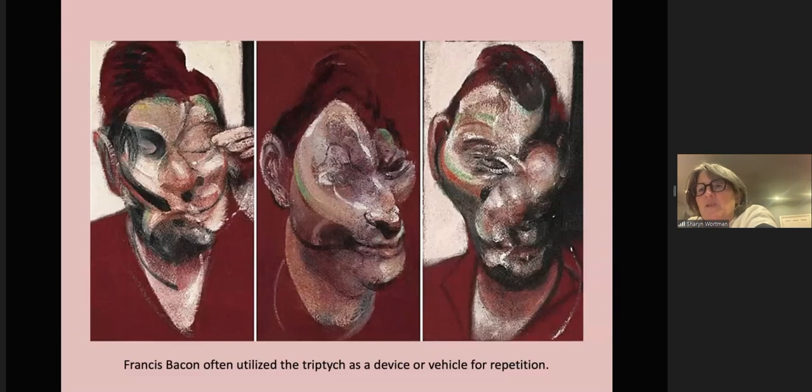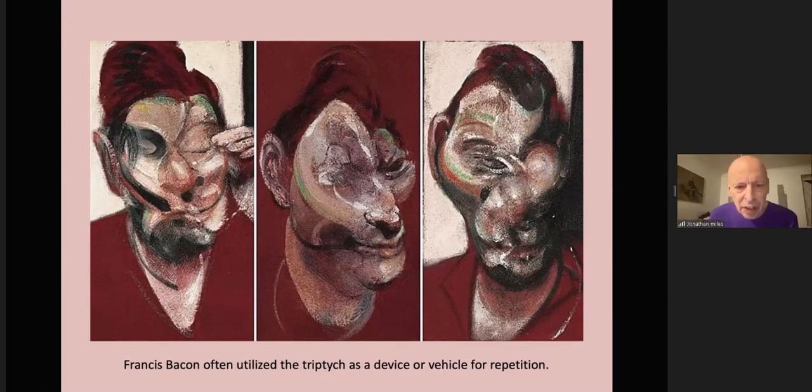Francis Bacon often utilized the triptych as a device or a vehicle for repetition. I went to see the show at the Gagosian Gallery on Savile Row, where there's a relationship between Bacon and Warhol, and repetition and serialization and color, particularly within the context of portraits or portrayals of the subject.